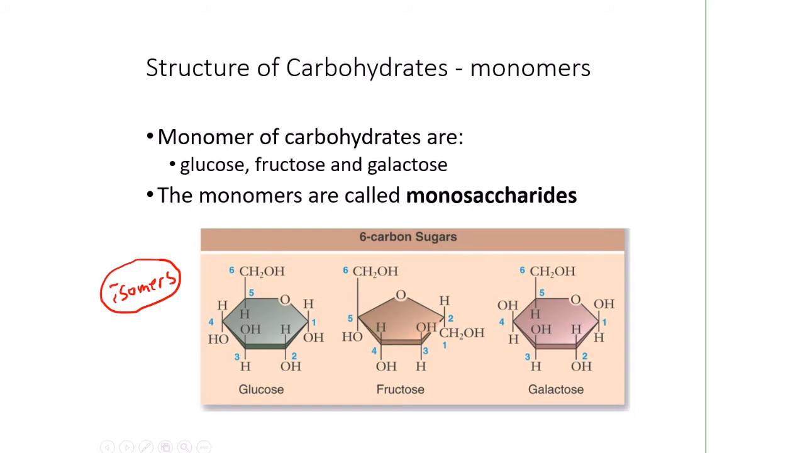So it's like having a Lego set, right? You can build a car with it, you can build a plane with it. They are made up of the same components, but they look different. So we call them isomers. So these single sugars, glucose, fructose, and galactose, are the building blocks for larger carbohydrates, and they are single sugars, so we call them monosaccharides. Saccharide means sugar, mono means single.